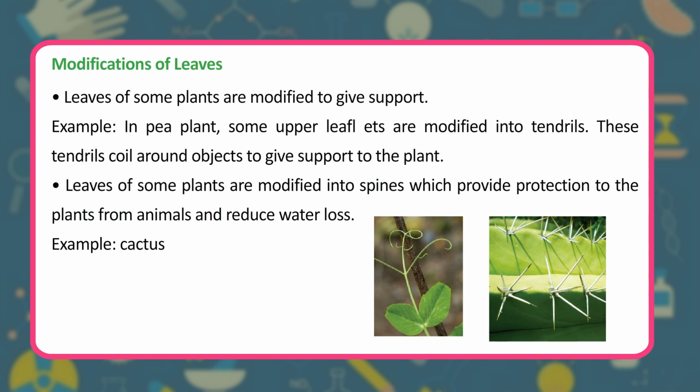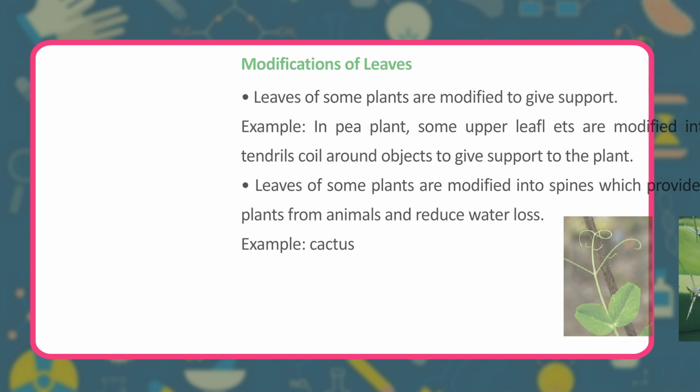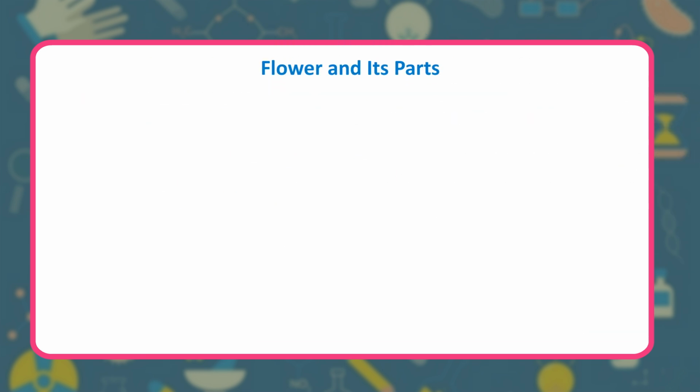Modifications of leaves. Leaves of some plants are modified to give support. Example, in pea plant, some upper leaflets are modified into tendrils. These tendrils coil around objects to give support to the plant. Leaves of some plants are modified into spines which provide protection to the plants from animals and reduce water loss. Example, cactus.